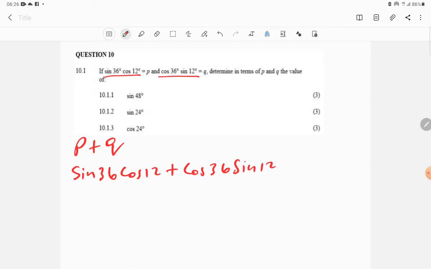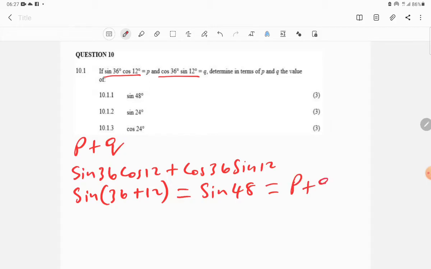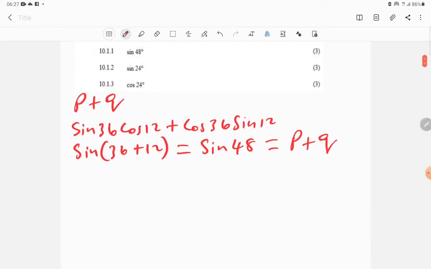This is taking us to the compound angle of sine, remember? So we are now having sine of 36 plus 12. So this is what we have, and this is really going to be giving us sine 48. So that makes us believe that sine 48 is the same as adding those values P and Q. Done for 3 marks.